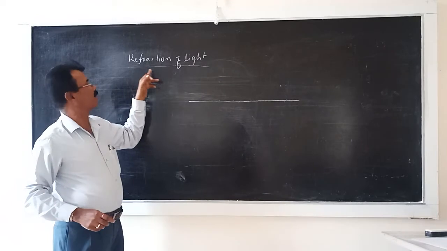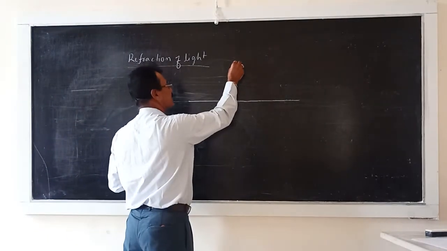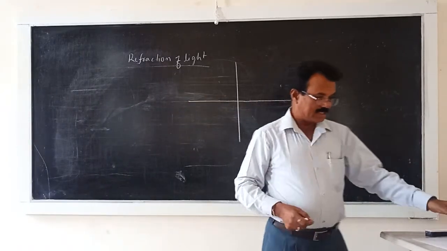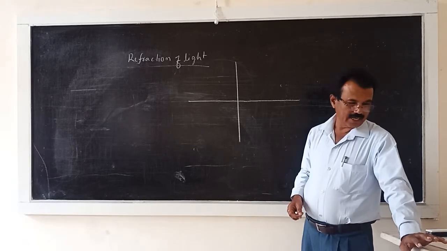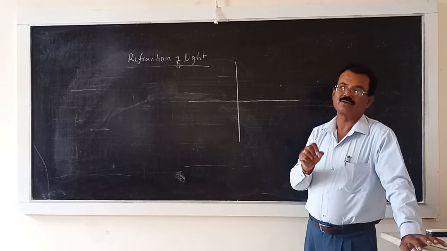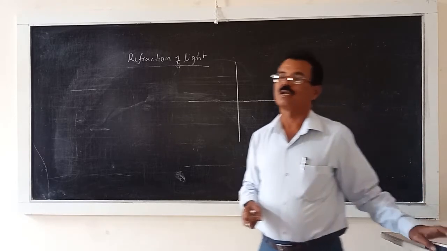We were discussing refraction of light. What is refraction of light? It is a property by which light bends in passing from one optical density to another optical density, that is, from one optical medium to another optical medium.